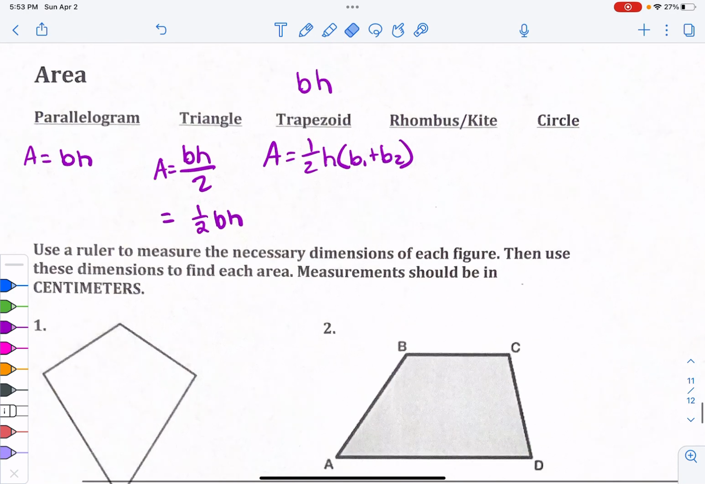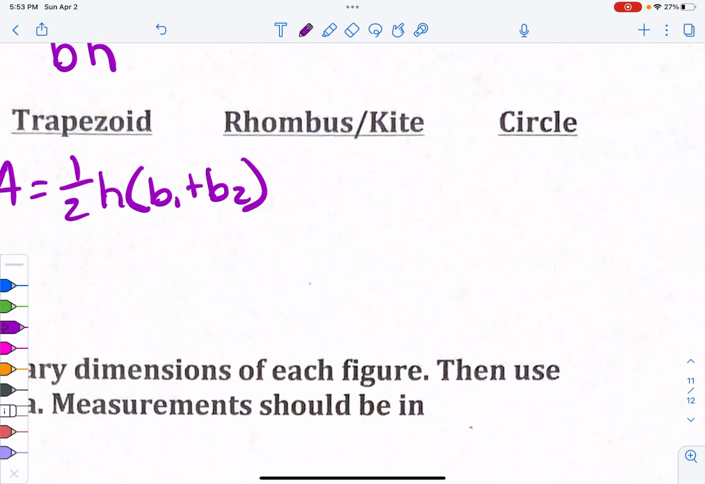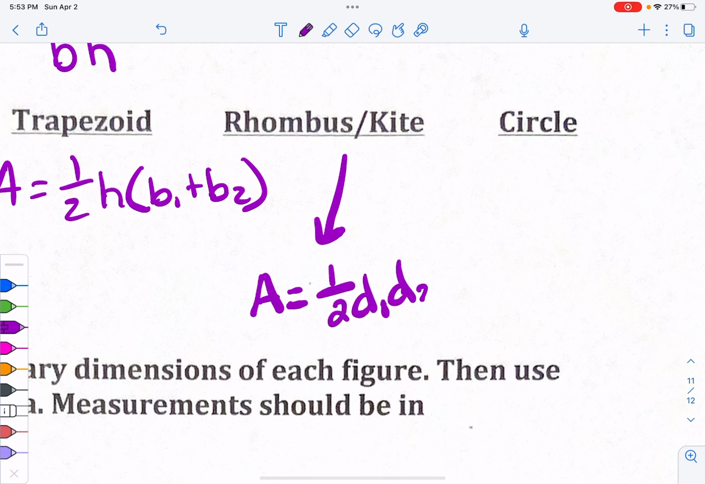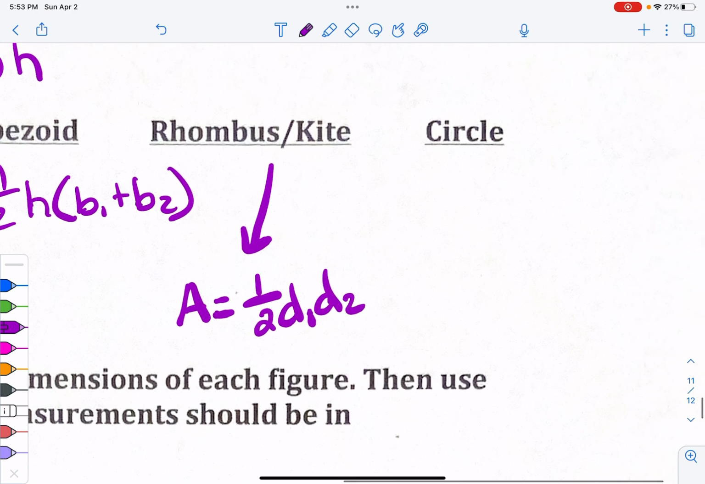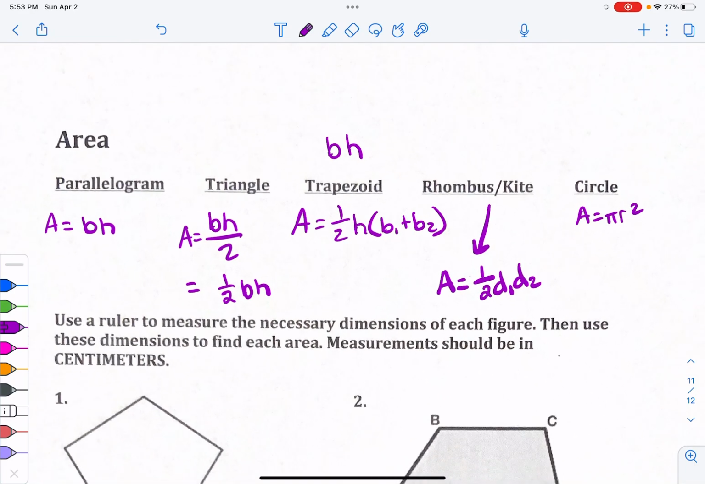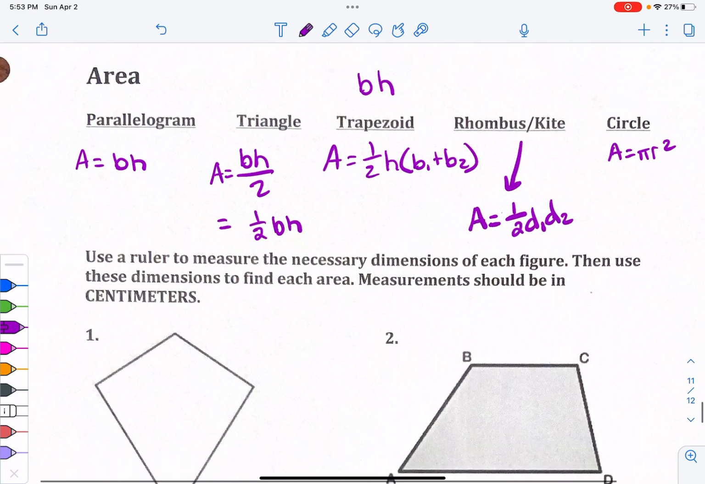All right, rhombus and kite. Area equals half of the first diagonal times the second diagonal. And it really doesn't matter which diagonal goes first in your formula, 1/2 d1 d2. Circle area is pi r squared, okay? And so those are the formulas that you will need to have memorized. Some of them are a little bit trickier than others. Some of them you already know, or should already know.